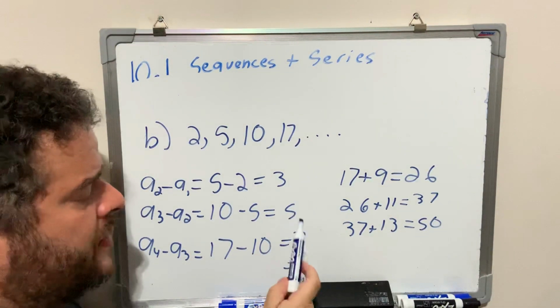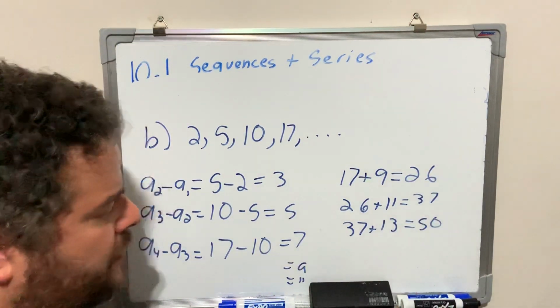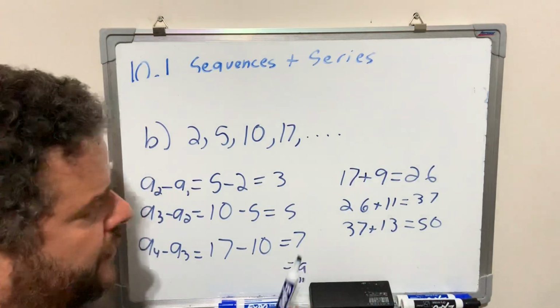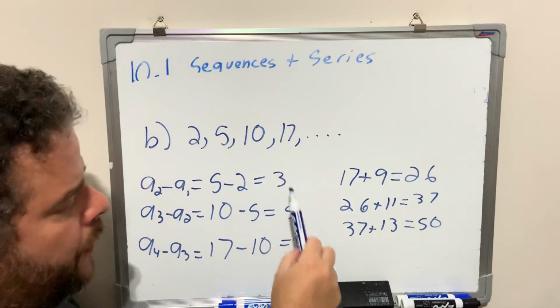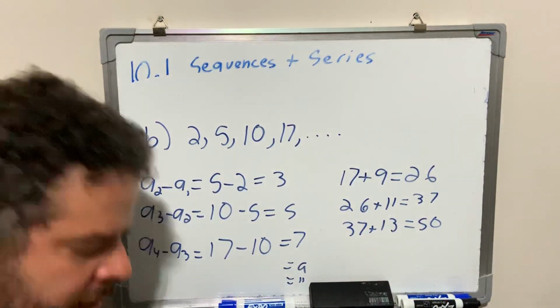So I can see that there is an actual pattern which is easily visible in the differences. And actually, yeah, I did it correctly. 3, 5, 7, 9, 11, 13, etc., etc.